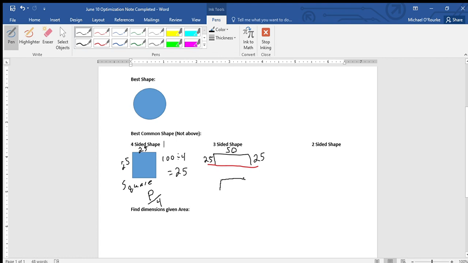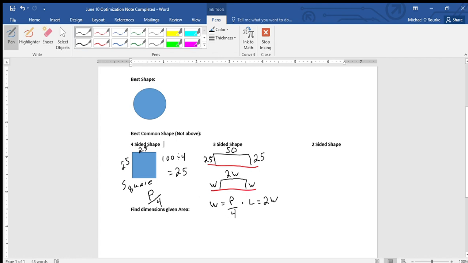So realistically, if I draw this again, how could I do this? Now this would be one width, this would be one width. Those are equal to 25. And this is 2 widths, which is twice those. So realistically, our width equals our perimeter divided by 4 again, and our length equals 2 widths, right? So that's how that will look.